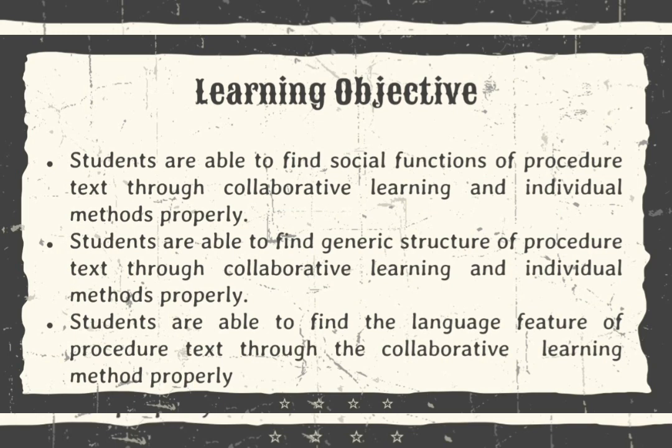And then the next one is the learning objective for this material. Students are able to find social functions of procedure text through collaborative learning and individual methods properly. The second learning objective is students are able to find generic structures of procedure text through collaborative learning and individual methods properly. And then the next one is students are able to find the language features of procedure text through the collaborative learning method properly.